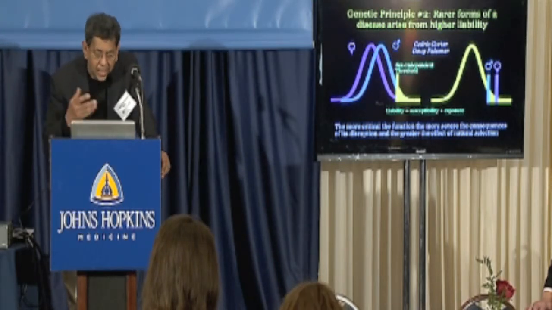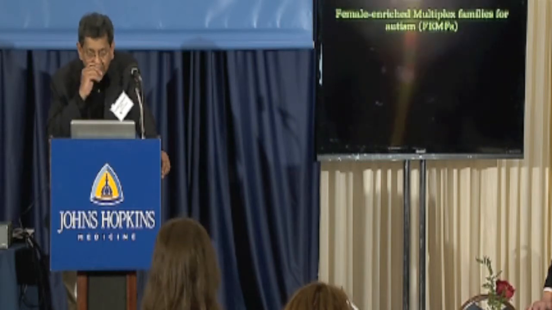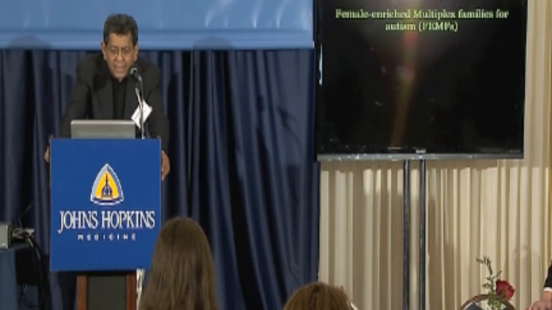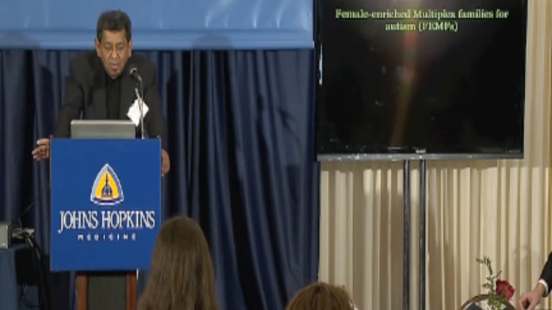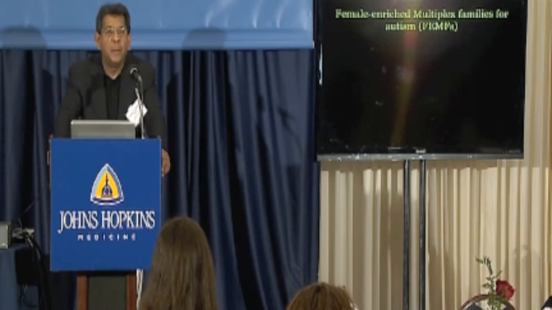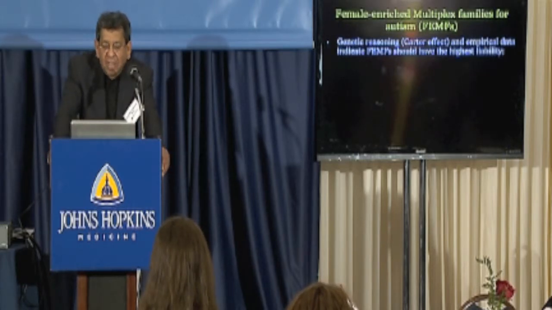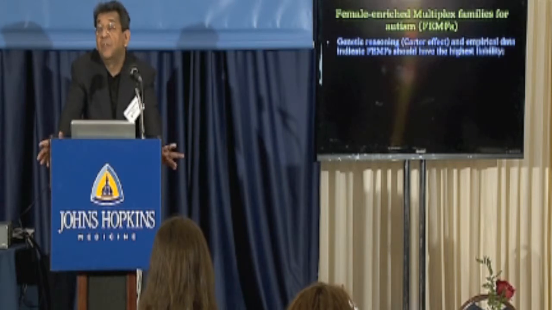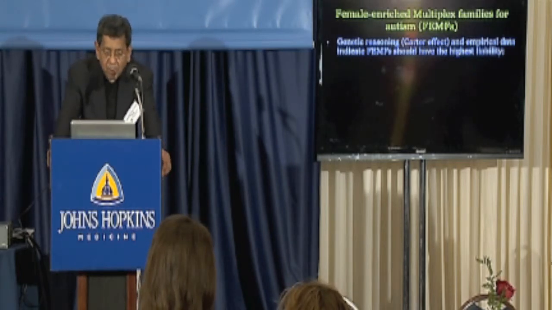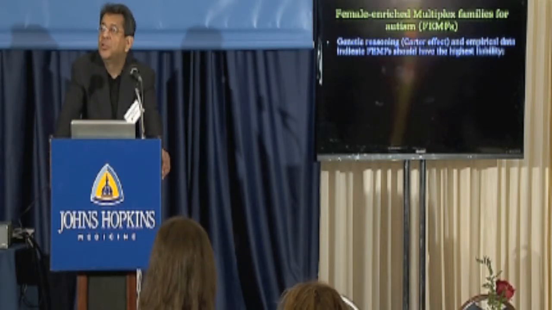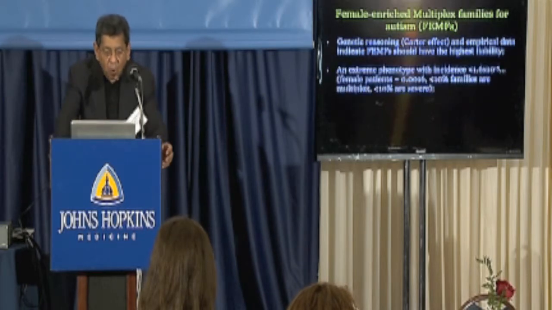And this, in fact, also follows from the previous principle, and I'm going to use this to tell you how we are taking another look at not only autism, but many other disorders. This is in defining a very specific kind of autism that we call female-enriched multiplex families, and we call them FEMs. So what are they? As I told you, by genetic reasoning, this is called the Carter effect, that the rarer forms of a disease, in fact, have much greater susceptibility, which is the reason why they're rare. It indicates that FEMs should have the highest liability. And so what are they?